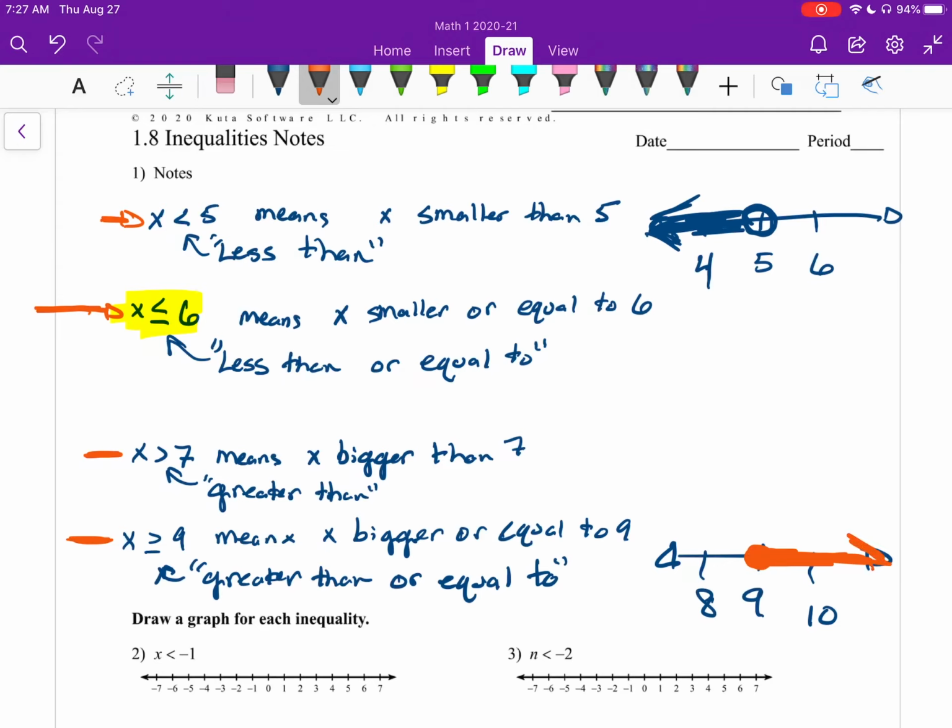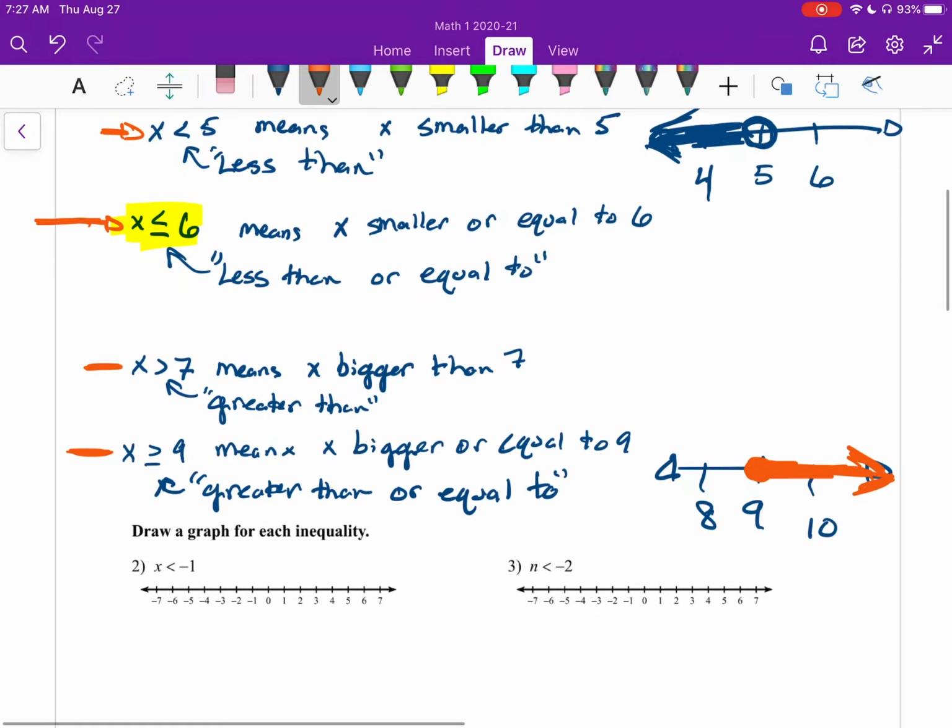A lot of the times when you do these problems, it helps if you think about a number that is bigger or smaller than, and just ask yourself, well, does this make sense? So like for this one that we just did, I said, well, does 10 make sense? Well, 10 is bigger than 9, so yes, that makes sense. So I'm going to make sure that I shade and it includes the 10.